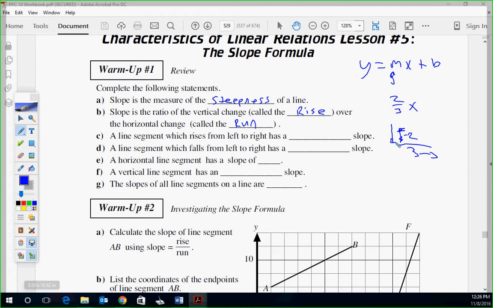A line segment which rises from left to right has what kind of slope? So if it goes like this, that's positive. It's going up. When a line segment falls from left to right, so this way, that's a negative.